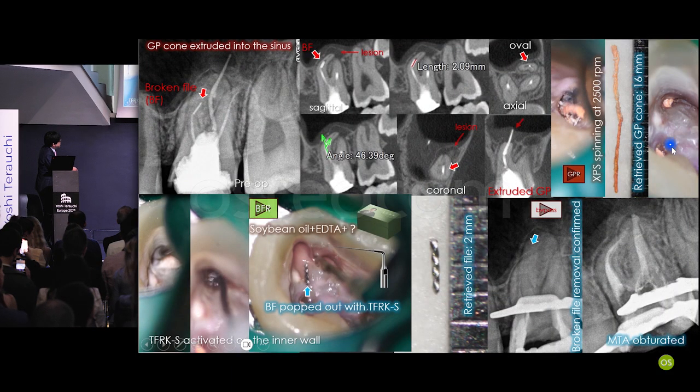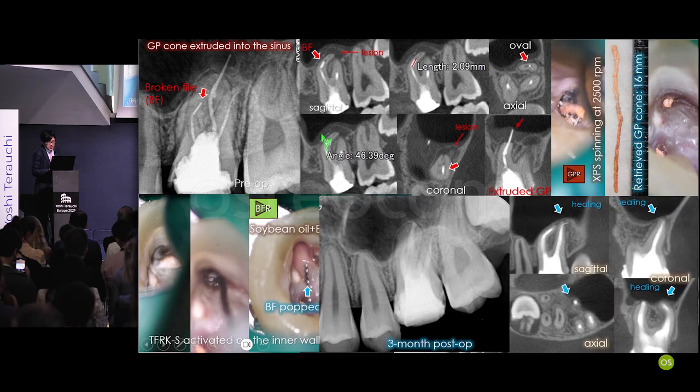I took a radiograph and everything is gone here. You see the mucositis here because of the extrusion of gutta percha fillings. And this is 3 months, only 3 months post-op. Mucositis is completely gone. No more lesion. Lesion is completely gone. Okay? And this is palatal root.